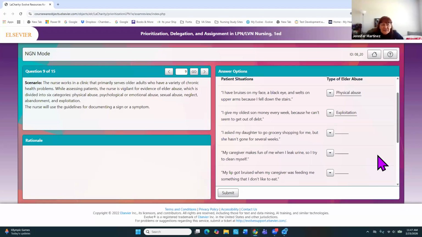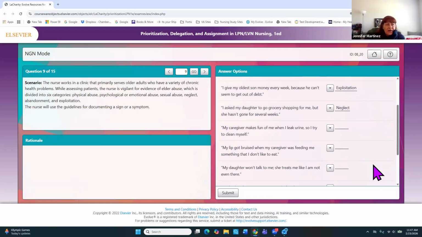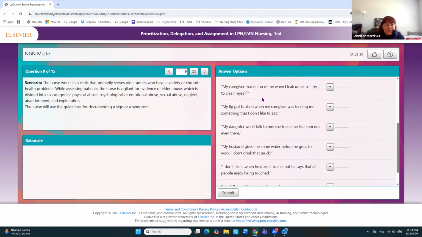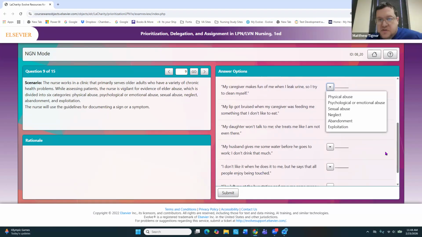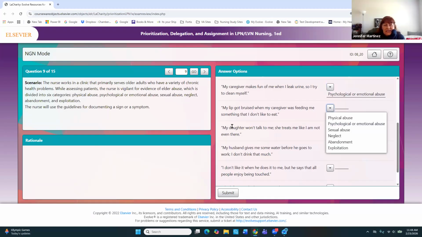I asked my daughter to go grocery shopping for me, but she hasn't gone for several weeks. Would that be neglect? Neglect. Okay. My caregiver makes fun of me when I leak urine, so I try to clean myself. That one's got to be psychological, emotional. Okay. My lip got bruised when my caregiver was feeding me something that I don't like to eat. Physical.